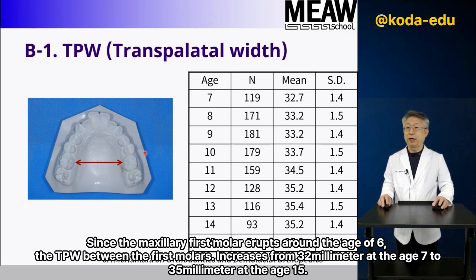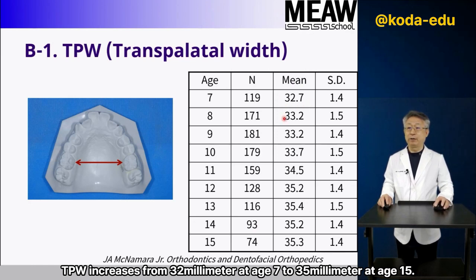Since the maxillary first molar erupts around the age of 6, the TPW between the first molars increases from 32 mm at age 7 to 35 mm at age 15.